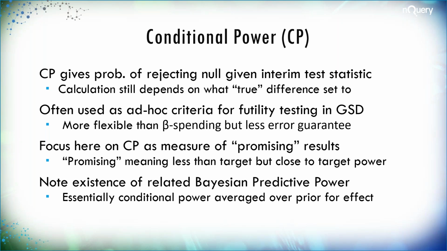Note there's a very related term, predictive power or Bayesian predictive power, which is essentially just conditional power averaged over a prior. And that's very similar to the idea behind assurance and normal power. I don't really have time to go into that here, but if you're interested, feel free to ask a question and I'll go over that in more detail.